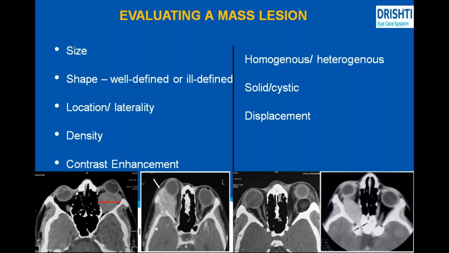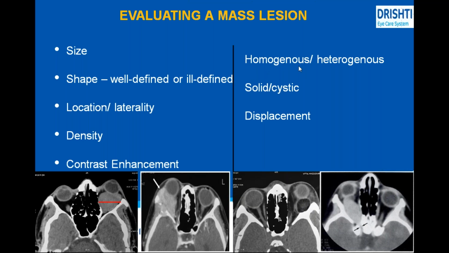Density. Density can always be compared with the CSF. This is similar to the regular mass, right? But in the third picture, if you see, this is the black portion, right? And if you compare with the CSF, this is a cystic mass. So picture 3 and picture 1, if you see, this is the regular mass while comparing with the CSF. But if you see this one, this is blacker, more black area. So this is a cystic mass.